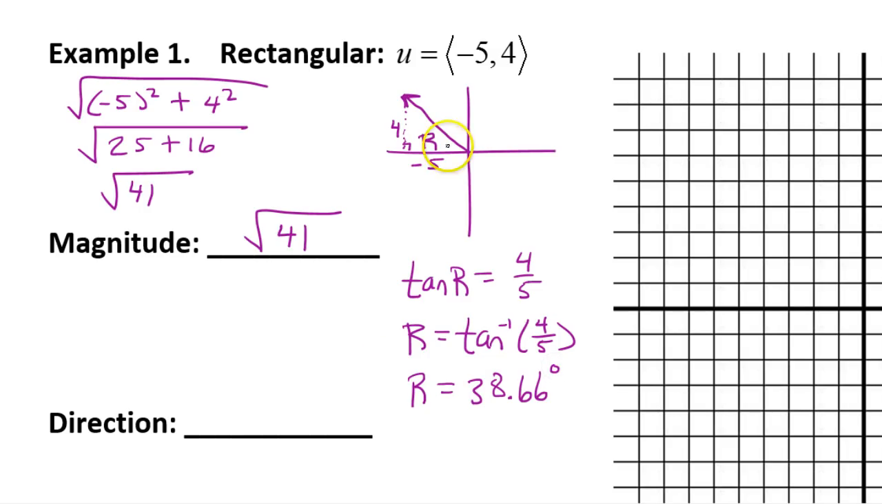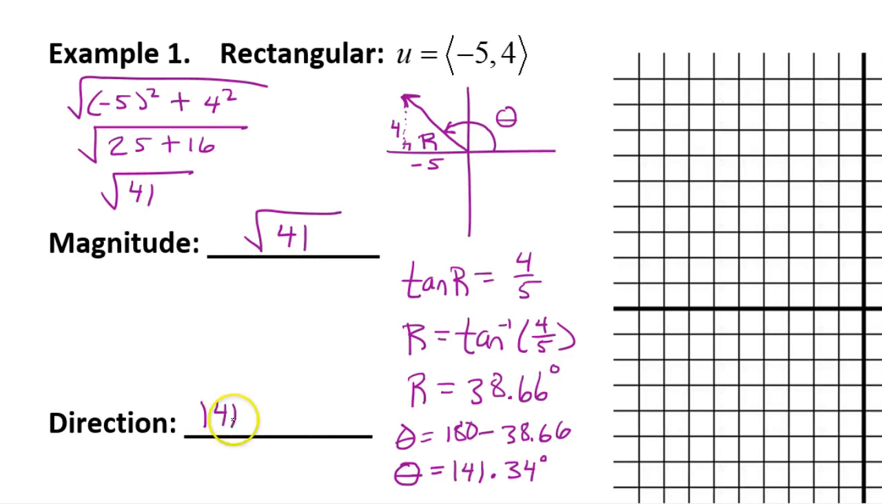38.66 degrees. Now, the actual direction angle has to be measured from the positive x-axis like this. Let's call it theta. This theta was on its way to being 180 degrees, but we had to stop short by the reference angle. So in other words, theta should equal 180 minus the 38.66. That's 141.34 degrees. That's the direction, 141.34 degrees.